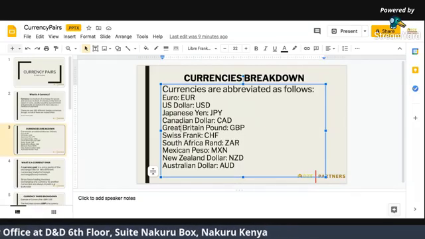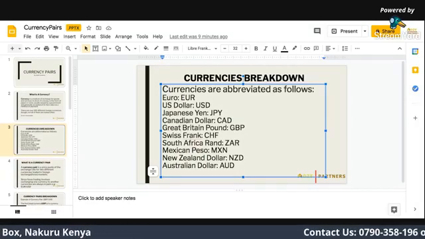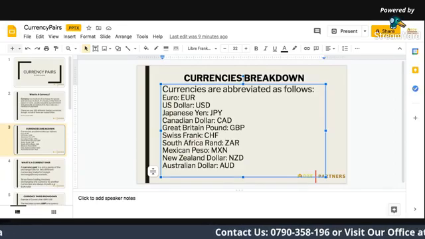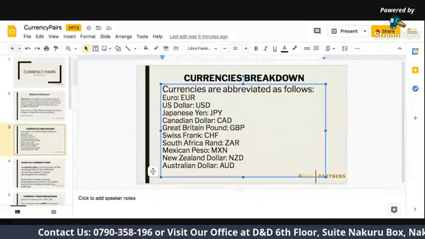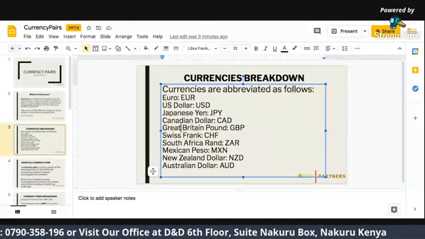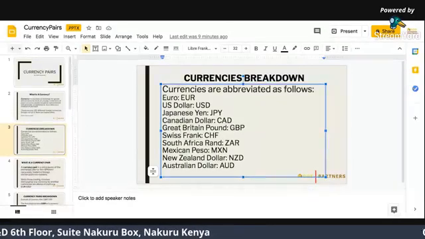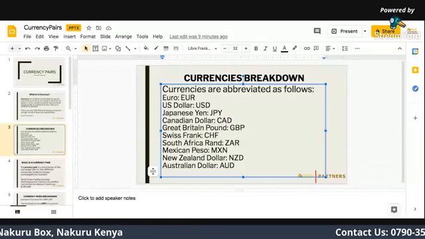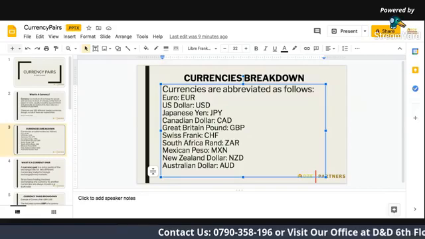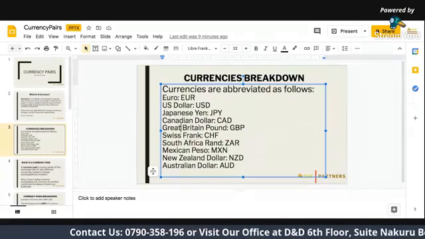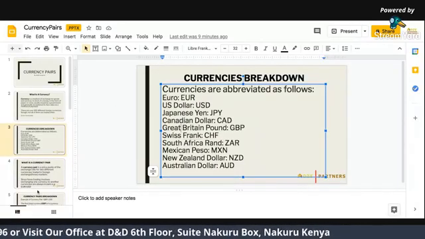We have the Swiss franc, for Switzerland, abbreviated as CHF. We have the South African rand, abbreviated as ZAR, for South Africa. For Mexico, the currency is the Mexican peso, abbreviated as MXN. We have the New Zealand dollar, the country is New Zealand, abbreviated as NZD. We have the Australian dollar, the country is Australia, and the currency is abbreviated as AUD. That is the breakdown.